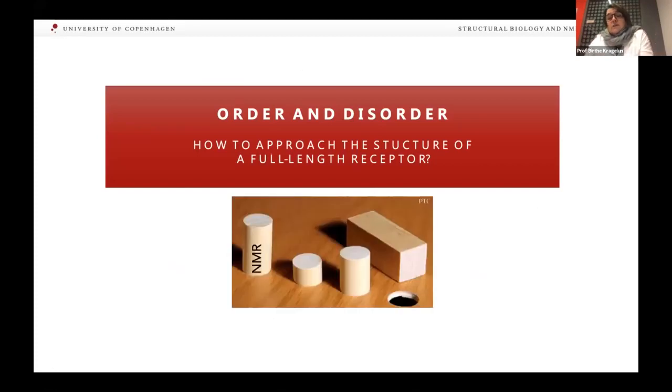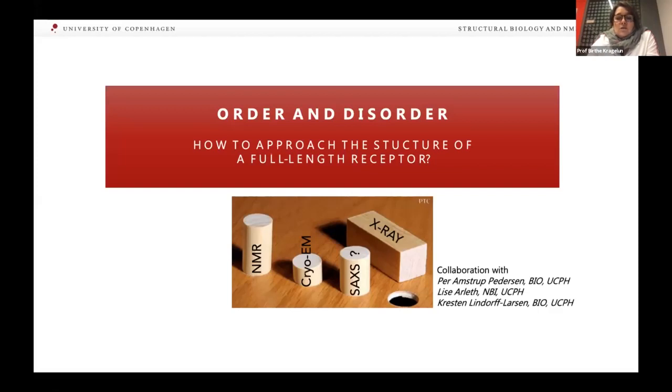Obviously, it was way too large for NMR spectroscopy. It was likely too small for cryo-EM given the disorder. And X-ray crystallography was not an option due to the highly dynamic intracellular domain. So we asked, perhaps small angle X-ray scattering could be the solution. This is a collaboration that we did with Per Amstrup Pedersen, Lise Arleth and Kresten Lindorff-Larsen.